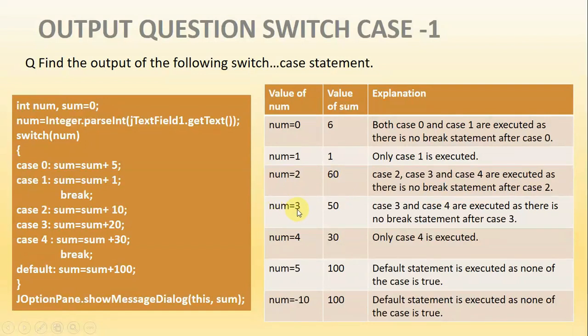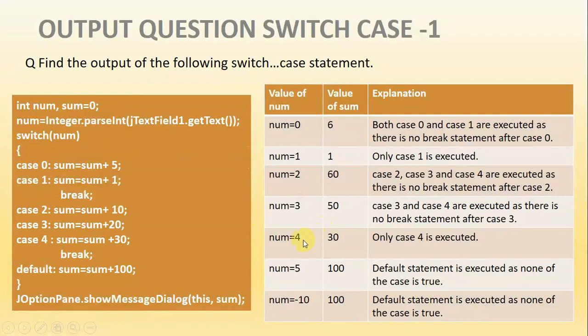Now the value of num is 3. So it means this case is true. So it will execute this statement, sum equal to sum plus 20. And as there is no break, sum equal to sum plus 30 will also be executed. And after that, break statement is executed and it will come to this statement. So as the value of sum was 0, so 0 plus 20 is 20 and 20 plus 30 is 50. So for num equal to 3, the value of sum is 50.